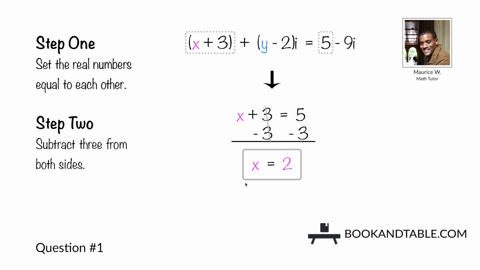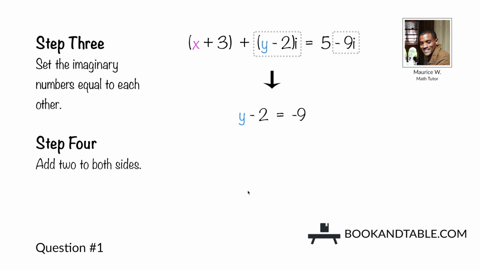And now that we've solved for x, let's go ahead and solve for y. So the third step, set the imaginary numbers equal to each other. On the left side, y minus 2 is the expression that represents our imaginary number. And on the right side, negative 9 represents our imaginary number. So we set y minus 2 is equal to negative 9. And now we'll solve for y by adding 2 to both sides. Negative 9 plus 2 shows us that y is equal to negative 7.